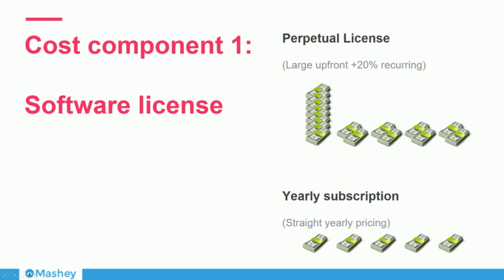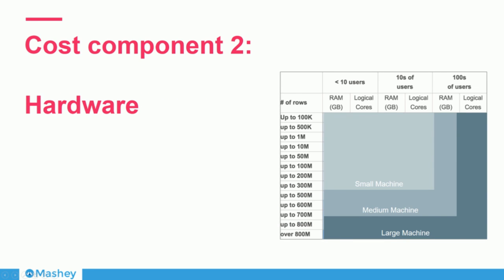The second component is the hardware. Pricing hardware for a BI solution can be complex, but it doesn't have to be. So we encourage you to consider just two things. Look at the amount of data you have and look at the number of users you have. This should be good enough to get an estimate of what the hardware should cost. So consider the number of rows of your largest table and the number of expected concurrent users.